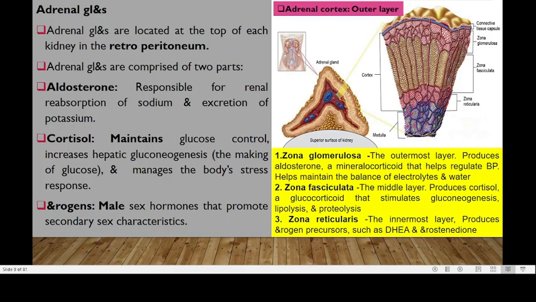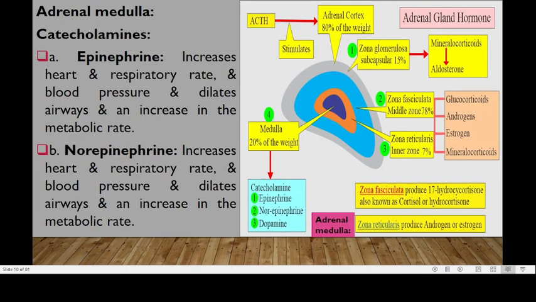Lastly, we have the zona reticularis. The zona reticularis is the innermost layer. It is associated with the production of androgens, which are male sex hormones that promote secondary sex characteristics.